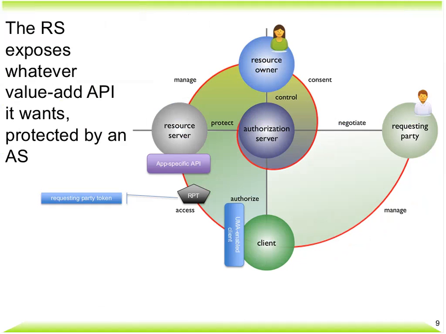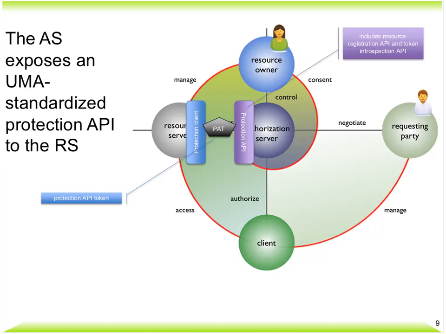The token that you see here that is presented by a client to try and get access to the resources at that server, we call a requesting party token. You can think of that as analogous to the access token in OAuth, but it actually has some properties that make it more flexible. For example, it can be based on claims sourced from the requesting party, not just authentication of Alice, the resource owner.